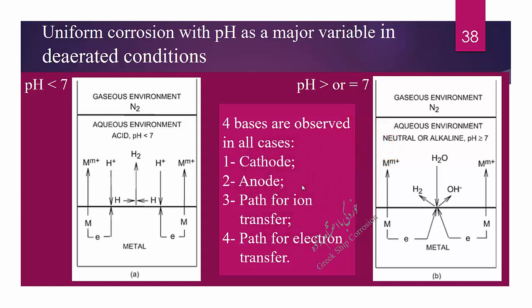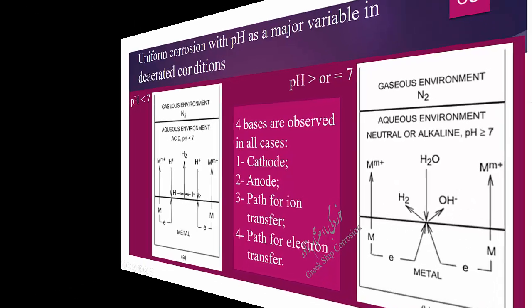4 basics are observed in all cases: cathode, anode, path for ion transfer, path for electron transfer. Here is cathode, here is anode, here is the metal that provides the path for electron transfer, and here is the environment or the solution that provides the path for ion transfer.